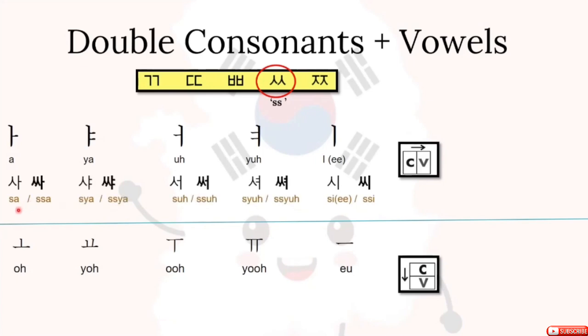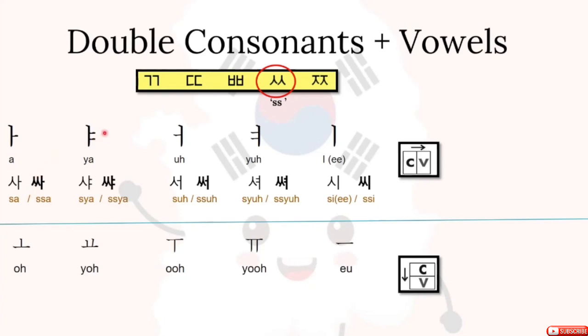All right, moving on to our 쌍시옷, the double S. Okay. Same way. Single consonant and a vowel. S, a, sa. Double consonant. S, a, sa. Sa, sa, sa.